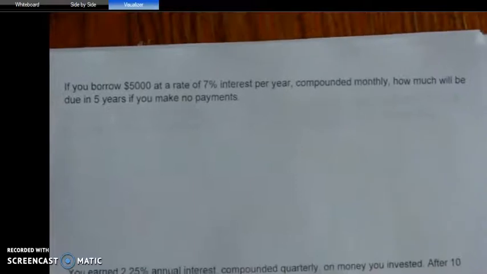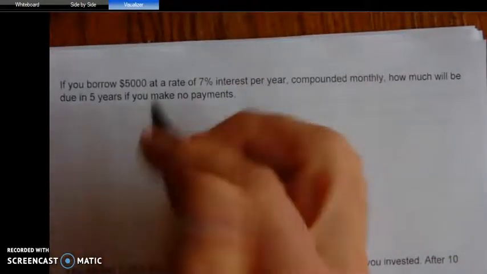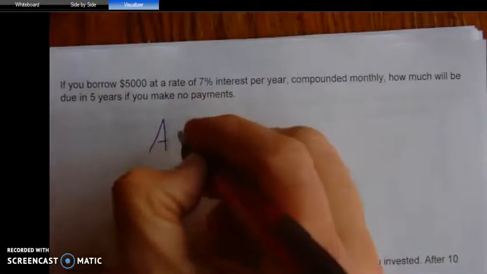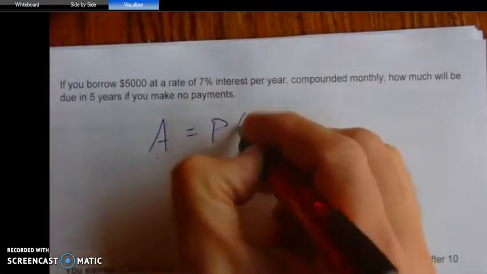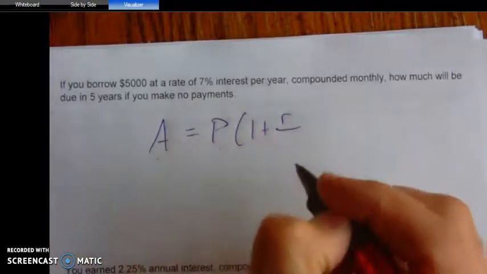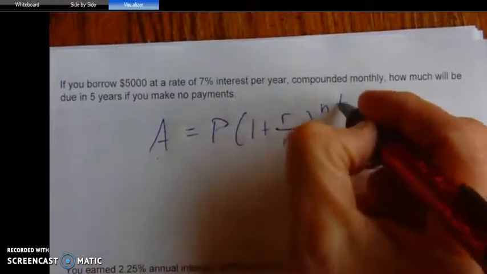So if I start with this question, it says, if you borrow $5,000 at a rate of 7% interest, compounded monthly, how much will be due in 5 years? There is a formula that tells me the amount I owe is my initial amount times 1 plus the interest rate over the number of compounds per year, to the power of nt.